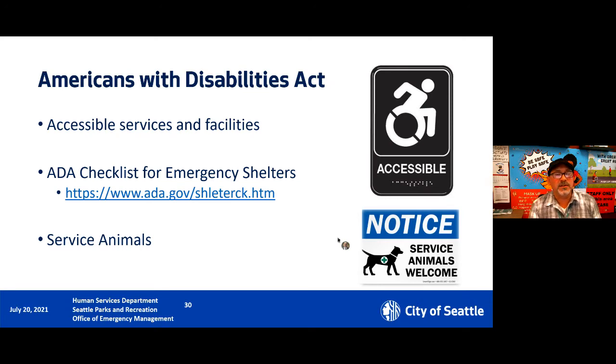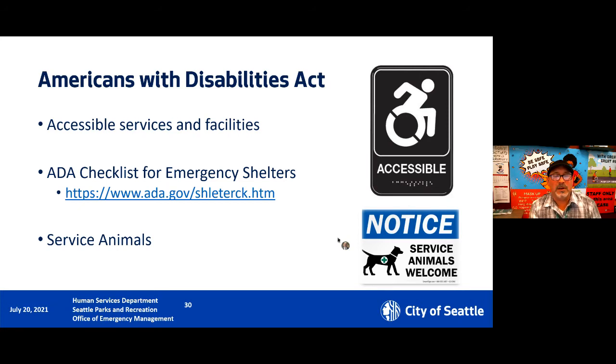So all of our shelter sites, regardless of what they are, we have to comply with the Americans with Disabilities Act. All the sites have to be accessible for services and the facilities. There's an ADA checklist for emergency shelters, and the slide here shows a link where you can get some more information. And we also have to allow service animals.